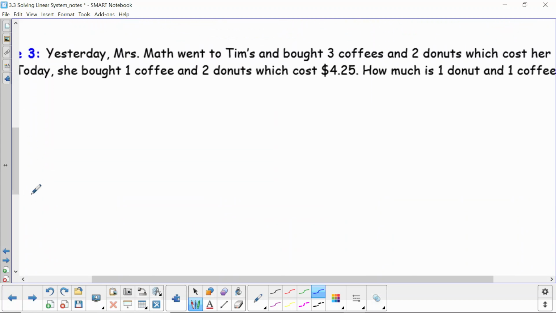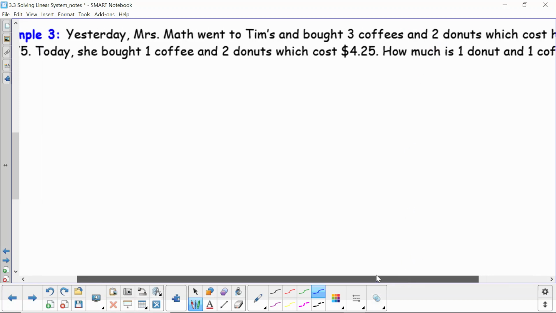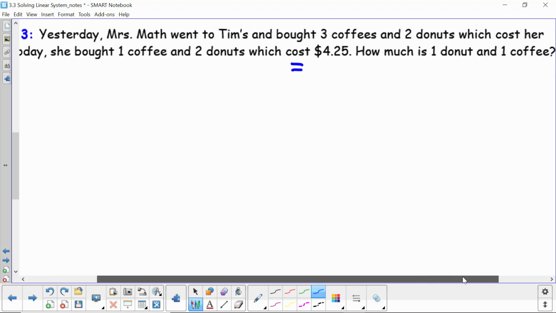Then example 3. So yesterday Mrs. Smith went to Tim's and bought 3 coffees and 2 donuts, which cost her $8.75. Today she bought 1 coffee and 2 donuts, which cost, so cost could be the equal sign again. How much is 1 donut and 1 coffee?